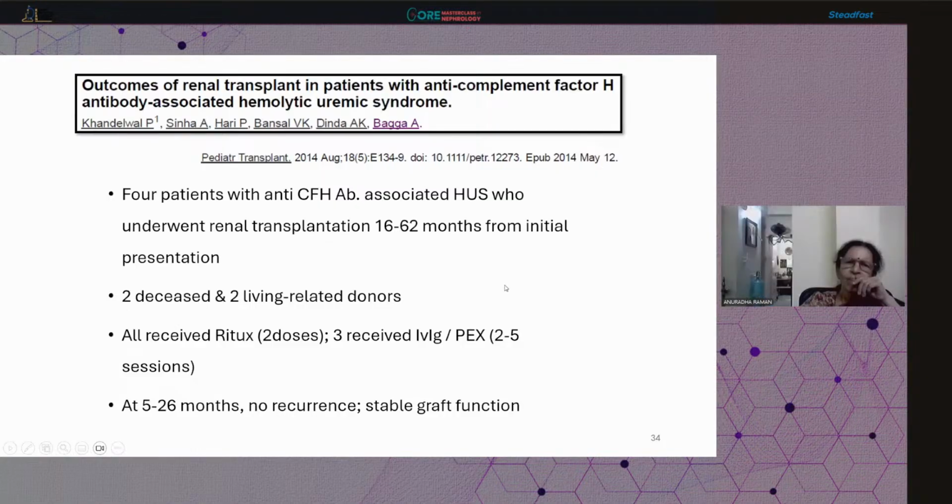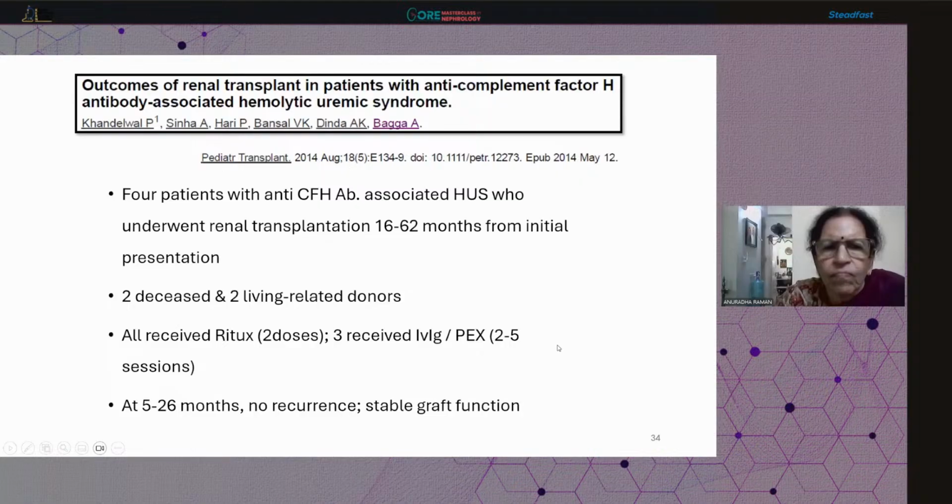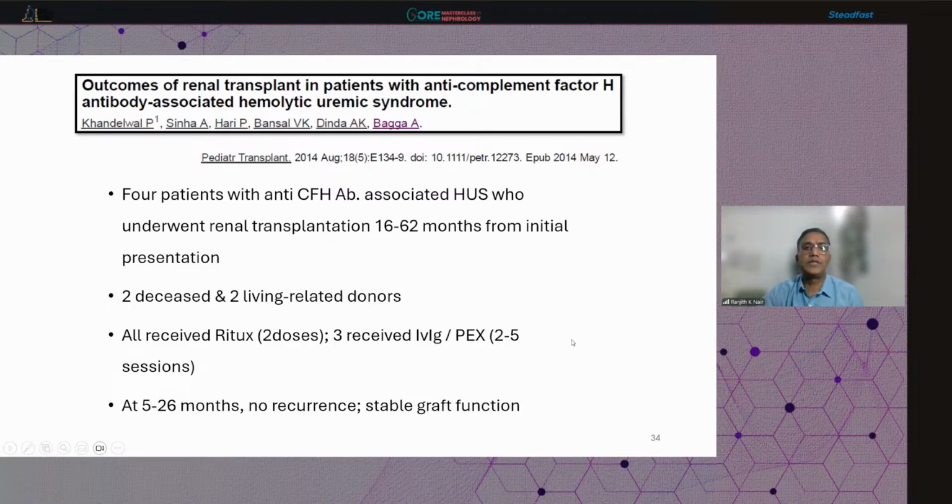This was the outcome of renal transplantation in 4 patients of anti-complement factor H antibody, again from Dr. Bagga's group in Pediatric Transplantation 2014. They underwent renal transplantation 16 to 62 months from the initial presentation. 2 were deceased donors and 2 received living donor kidneys. All received Ritux, 3 received IVIG and Plex. At 5 to 26 months, there was no recurrence and the graft showed stable function.